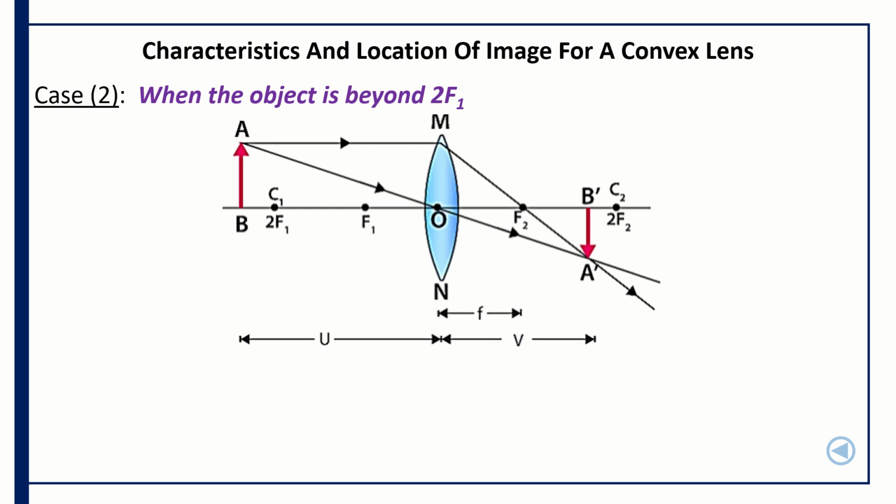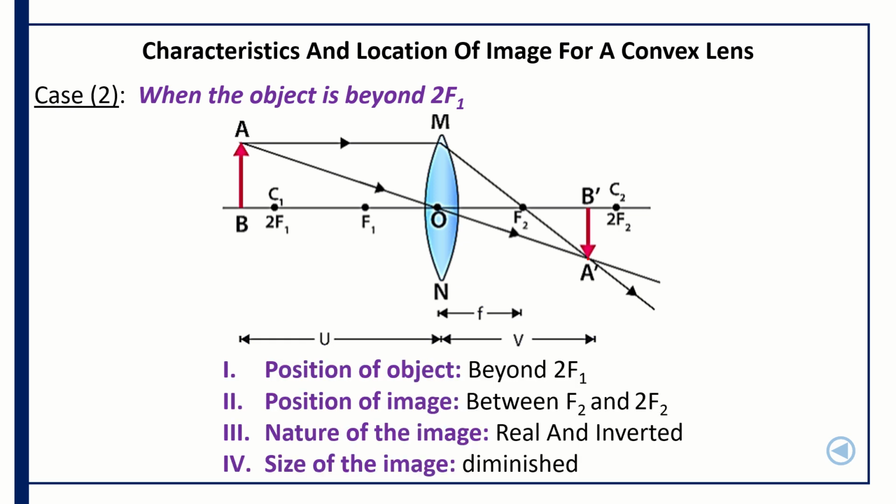In this case we are taking two rays, where one is coming parallel from the object, which will pass through the principal focus F2 of the lens, and the other ray, which is passing through the optical center of the lens, will go undeviated. These two rays of light will meet at a point and create the image. So the formed image is at the point between F2, that is the principal focus 2, and twice the focal length of that lens, right?